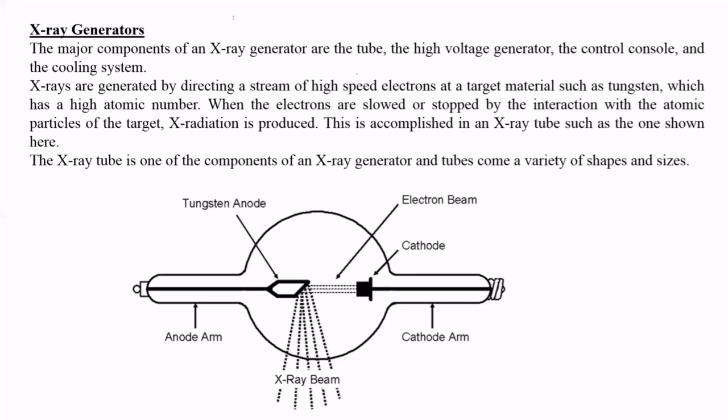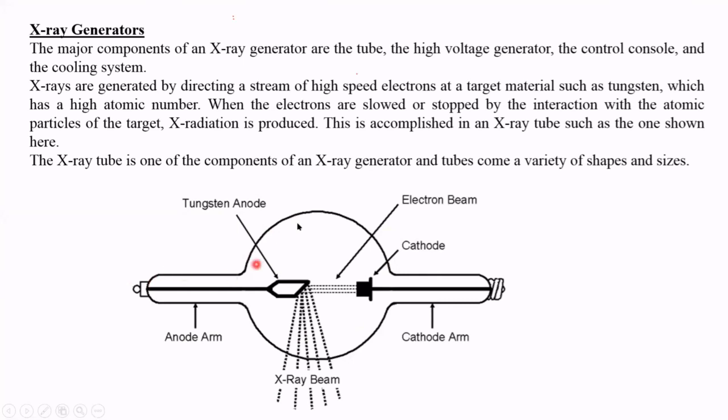Okay, first we see how to generate X-rays. We need some equipment to generate the X-ray. That is the X-ray tube. This is the diagram that shows the requirements for producing the X-rays. This is the X-ray tube, also called the X-ray generator.